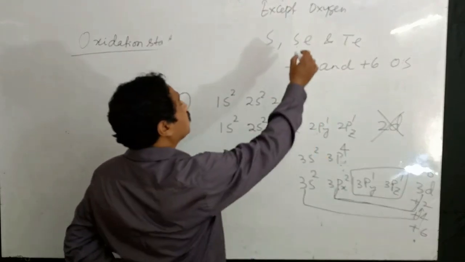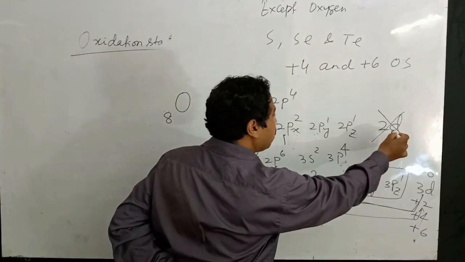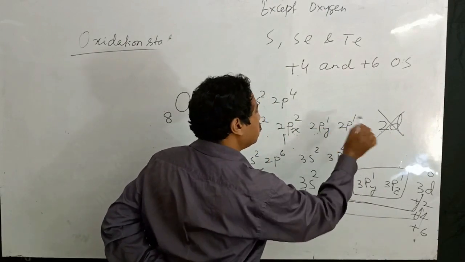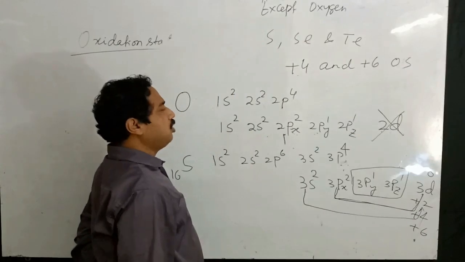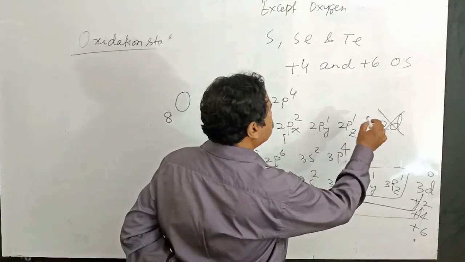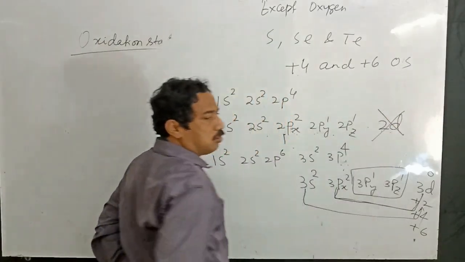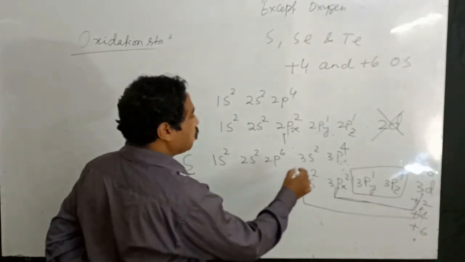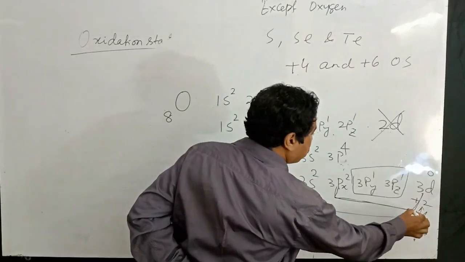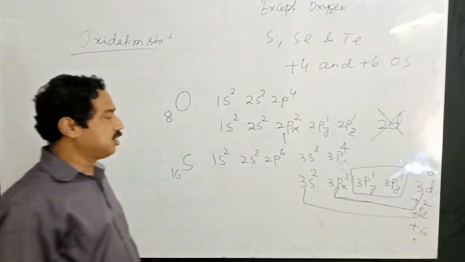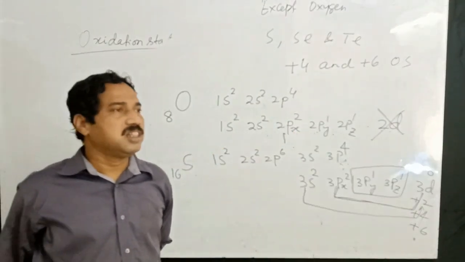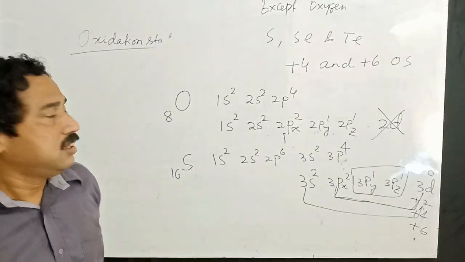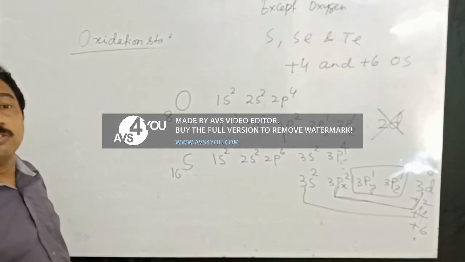But in the case of oxygen, there is no vacant orbital, so promotion or shifting of electrons is not possible, so it cannot show more than a 2 oxidation state. But sulfur can show +2, +4 and +6 oxidation states due to the presence of vacant d orbitals in its valence shell. It is just similar in the case of halogens.